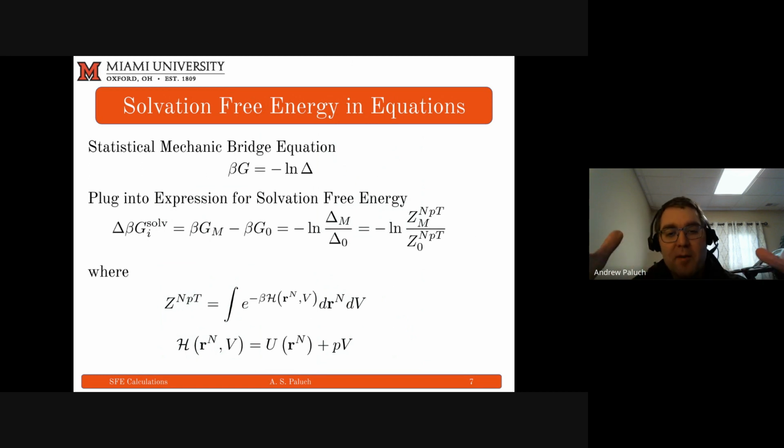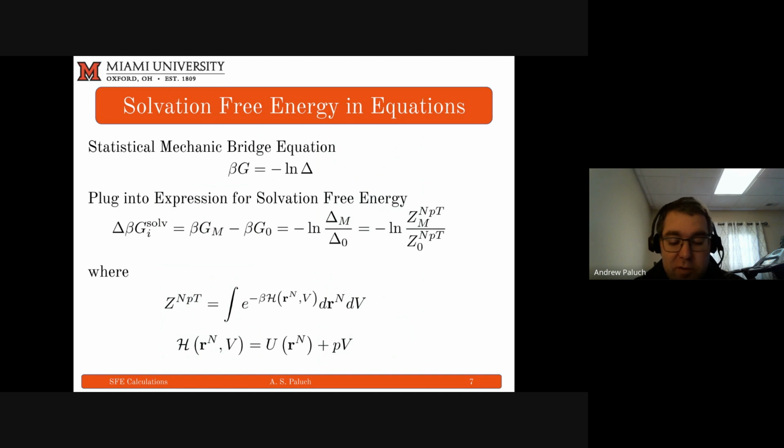Now, when I think about my partition functions, I could break my partition function up into my momentum integral and my configurational integral. The configurational integral is what I'm going to designate here with Z, which is common. Like the McQuarrie textbook was the book that I used in learning statistical mechanics. But I could break the partition function up into my configurational integral and my momentum integral.